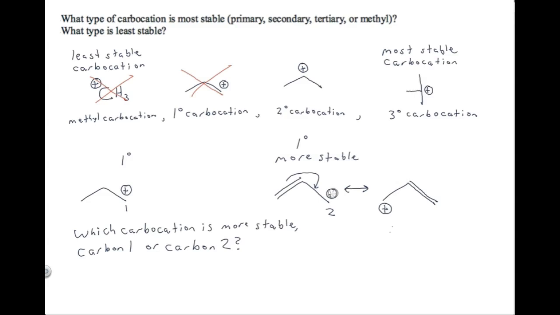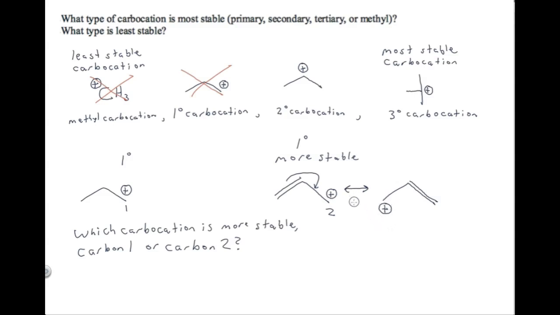Does that make this carbocation more or less stable? Well, resonance stabilizes charges. Why does resonance stabilize charges? Resonance stabilizes charges by spreading them out. Nature prefers charges to be spread out rather than concentrated. So do you see how this is spreading out the positive charge? Now the positive charge is spread out between this carbon and this carbon.